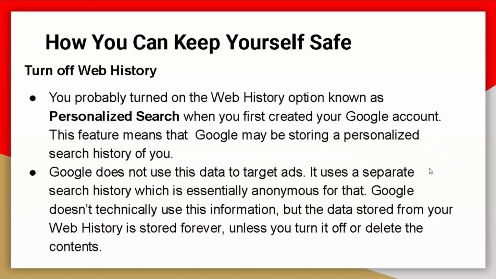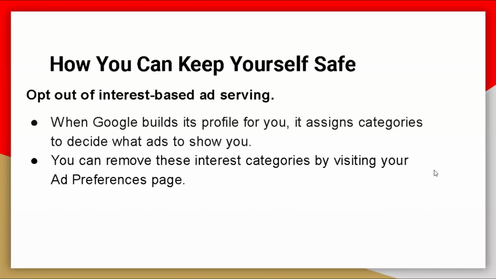Turning off web history. You probably turned on the web history option known as personalized search when you first created your Google account. This feature means that Google may be storing a personalized search history of you. Google does not use this data to target ads. It uses a separate search history, which is essentially anonymous for that. Google doesn't technically use this information, but the data stored from your web history is stored forever unless you turn it off or delete the contents.